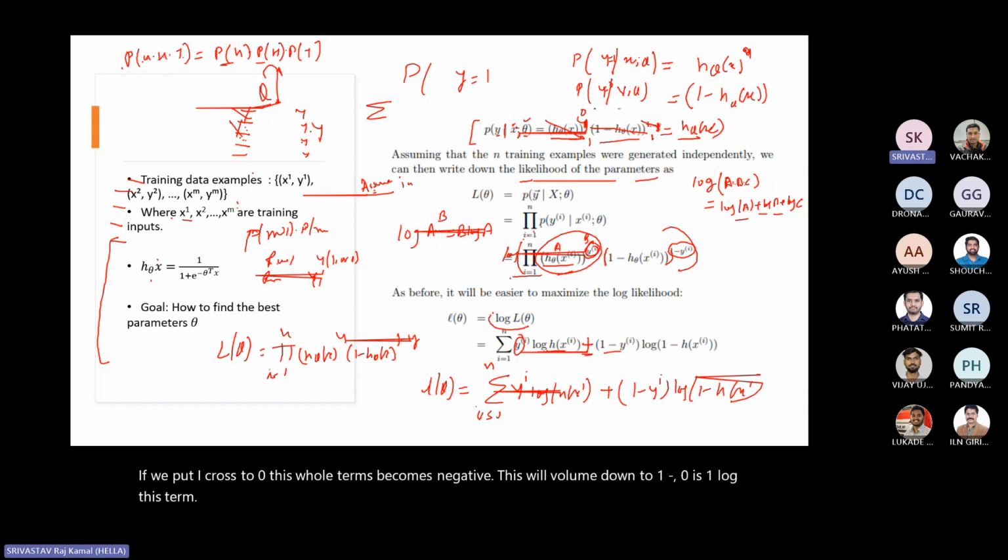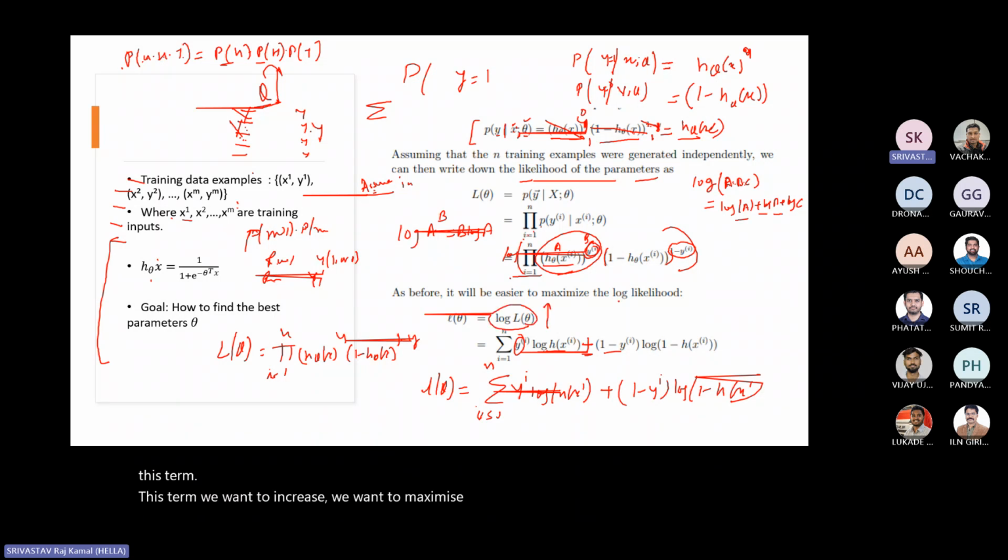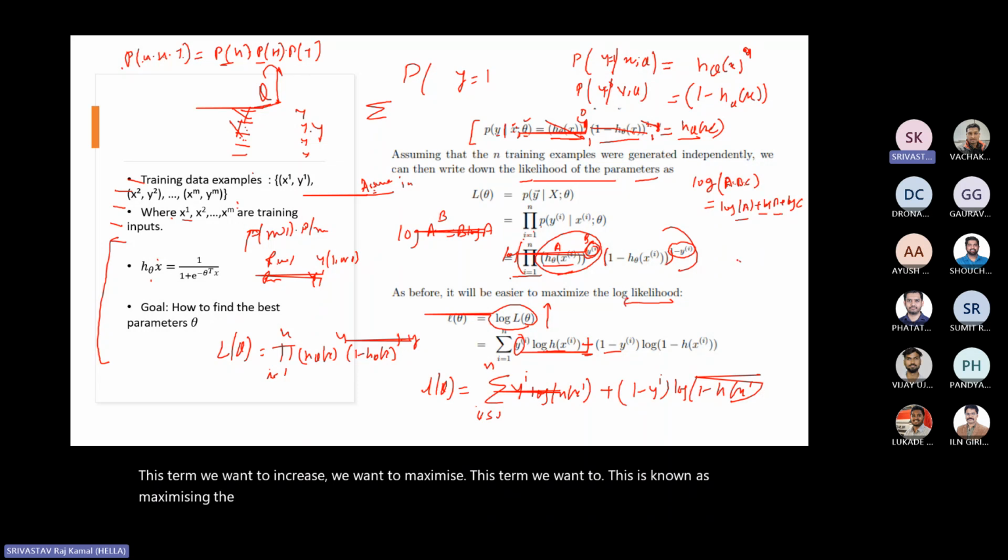This term we want to increase. We want to maximize this term. This is known as maximizing the log likelihood. But gradient descent is a problem which works on minimizing.